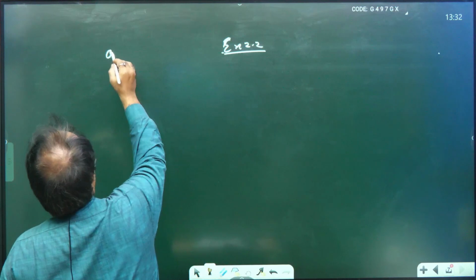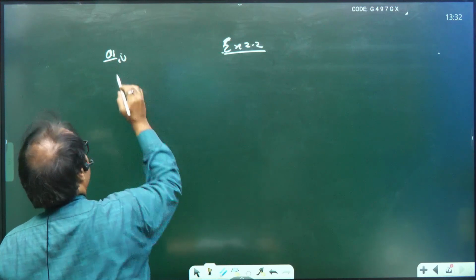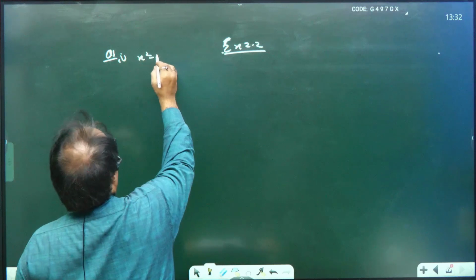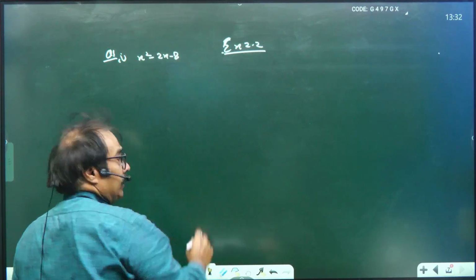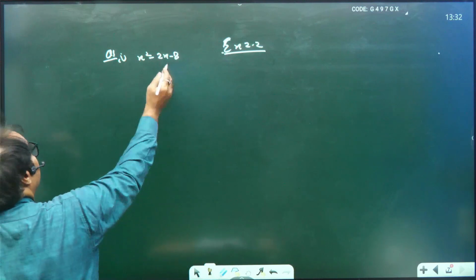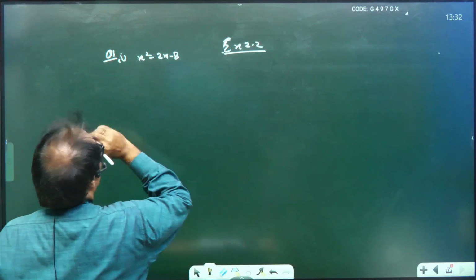Exercise 2.2, question number one, and the first part. The first part is x square minus 2x minus 8. This is the quadratic polynomial. Okay, so start factorization. 8 ones are 8, we want 4. 4 twos are 8.